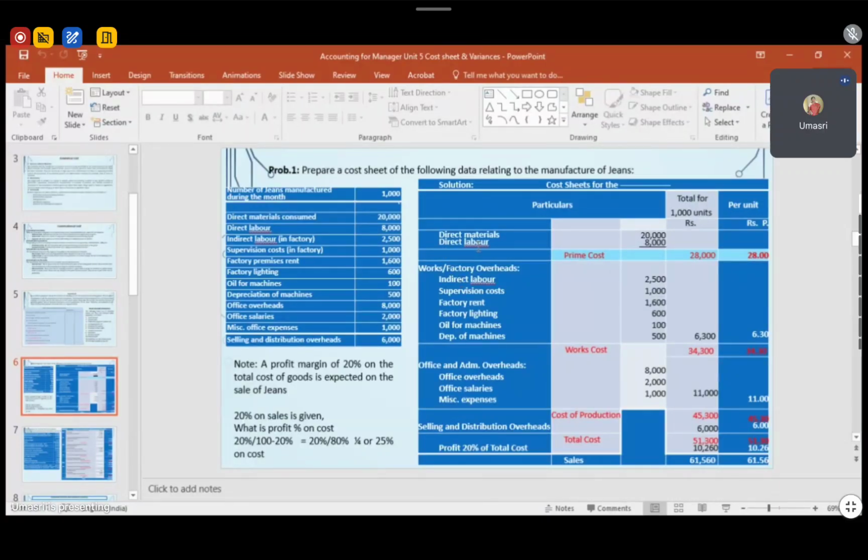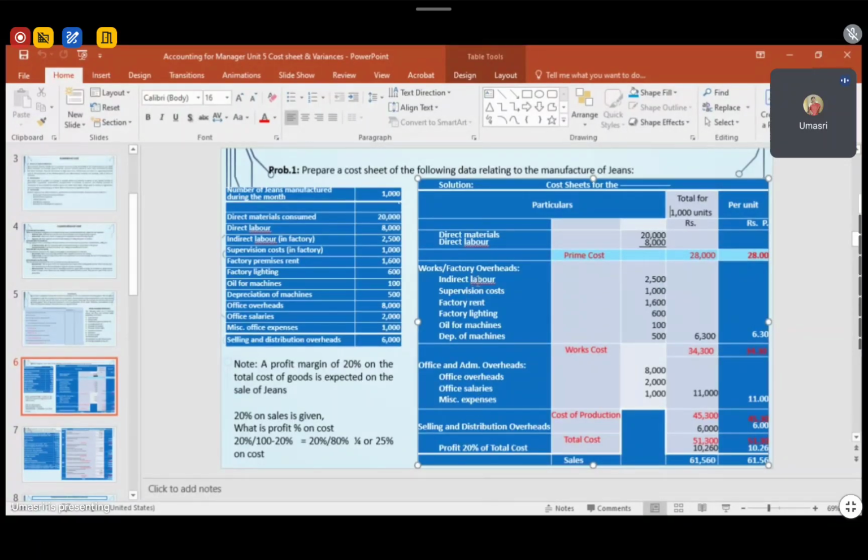Direct material, it is given 20,000. Direct labor 8,000. Direct overheads are not given. Direct expenditure is not given. So only direct material and labor. So prime cost is 28,000. Number of units 1000 units. So 28,000 divided by 1000 units. 1 unit is equal to 28 rupees. Per unit column also you maintain it. Okay.